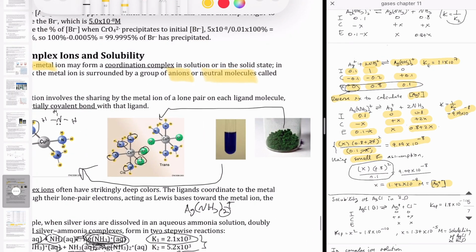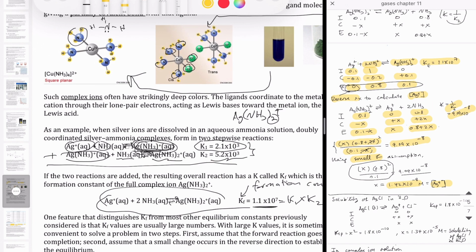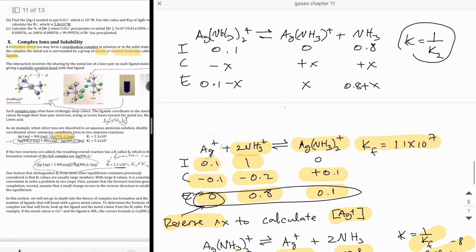Okay, so remember that there are 2 steps in the formation of the complex ion. The first step was formation of the intermediate, which is AgNH3+. And what happens if we want to calculate the concentration of that? Well, what you need to do is reverse one of the steps that has that species, which is this step 2 right here. So you're just going to need to reverse that. And I'm showing that example right here.